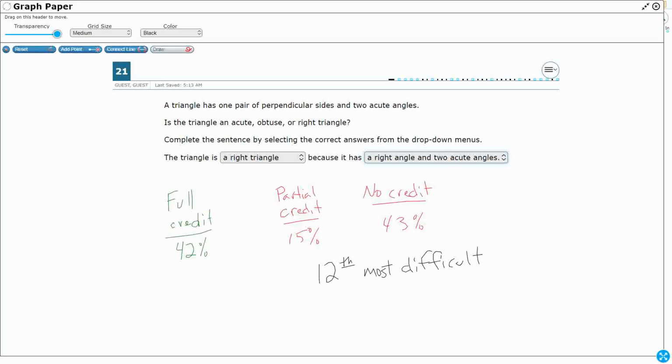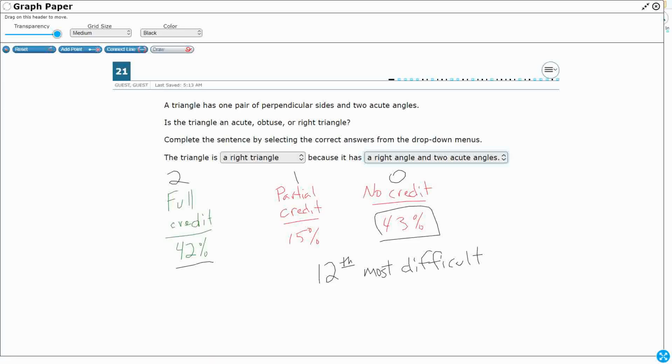So this was the 12th most difficult, tied for the 12th most difficult actually. And you can see we actually had a little bit more of our students in the state of Texas get 0 points than actually got the full credit of 2 points. So what made this so difficult?